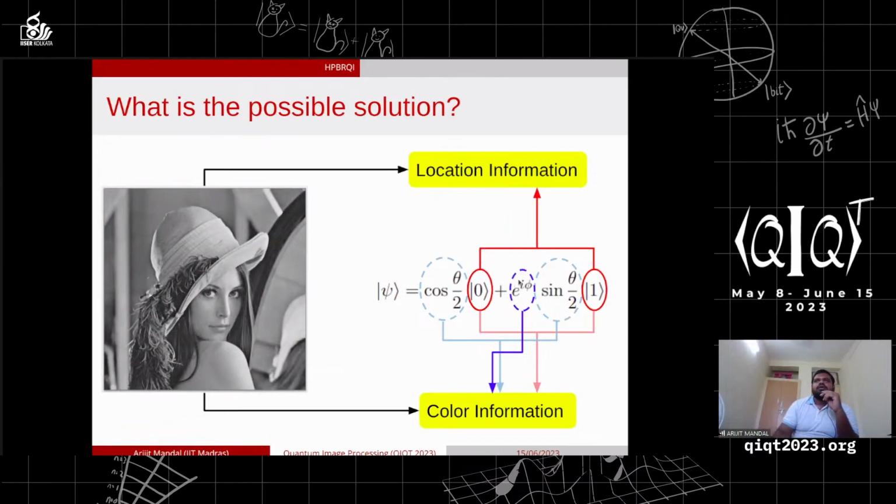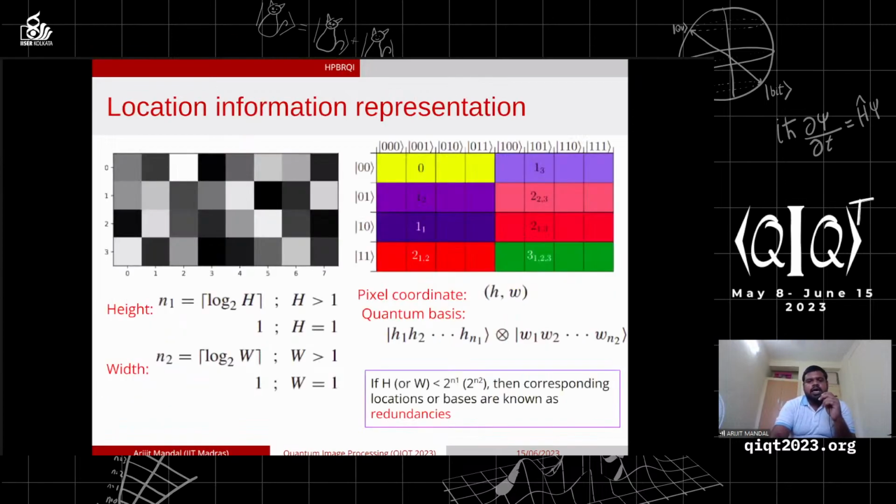Now let's see what will happen if we use the phase of a quantum state to represent the color of an image. So with this motivation, we prepared one algorithm. Before explaining the color part of the algorithm, let me first discuss the location information representation part.